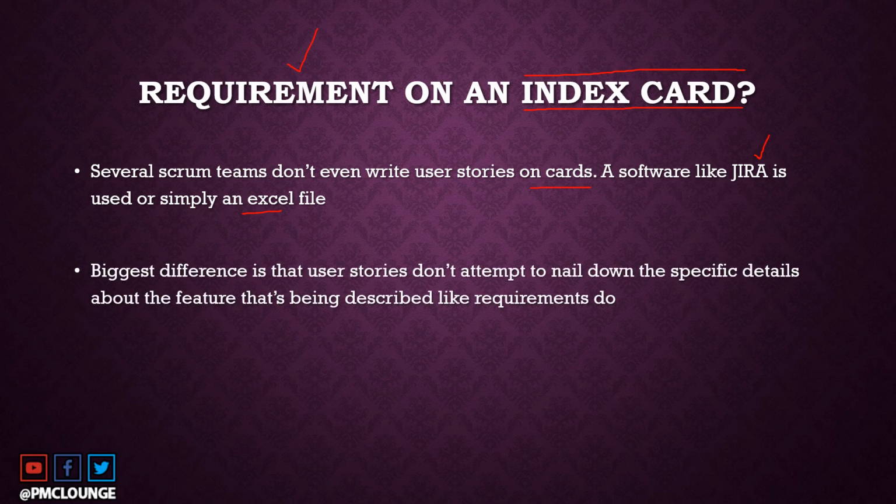Next is the biggest difference here between a requirement and a user story: the aim of requirements, the requirements document and jotting down the requirements, is to get into all the details about a feature, which is of course a requirement, and you describe it in as much detail as possible. But when we talk about user stories, they don't attempt to nail down the specific details about the feature, right? Nail down every single thing about the feature. That's not how user stories work. So that's the biggest difference between a requirement and a user story.